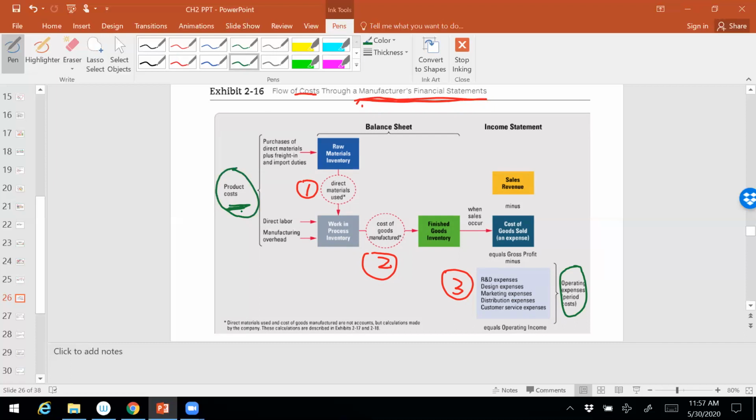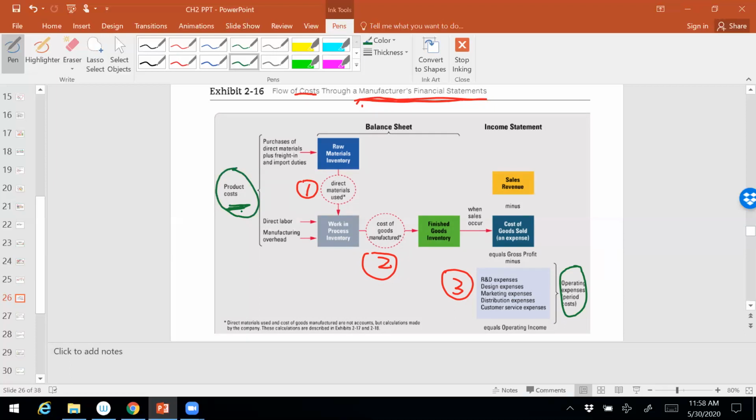How do you get your inventory? How do you produce your product? I ask you, you are the manager of the Toyota car company, how do you produce a car? We said to produce a car, you need to have direct material, you have to have direct labor, and then you also need manufacturing overhead, right?